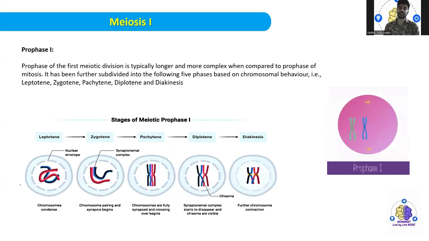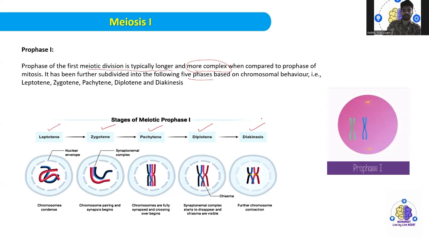In prophase 1, what happens? The prophase of the first meiotic division is typically long and more complex when compared to the other phases of meiosis 1. It has been further divided into five phases based on chromosomal behavior. The first you will observe is leptotene, then zygotene, pachytene, diplotene, and the last one is diakinesis.